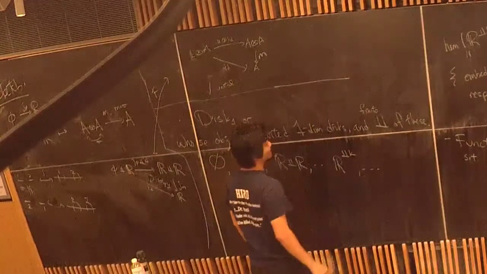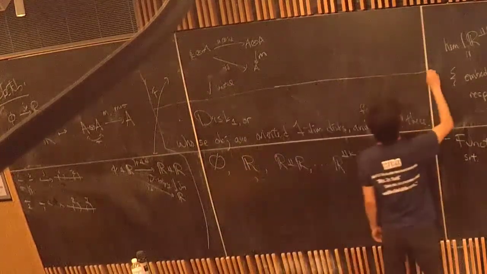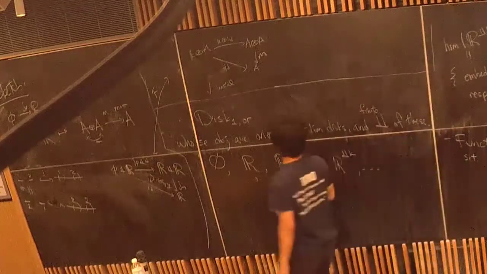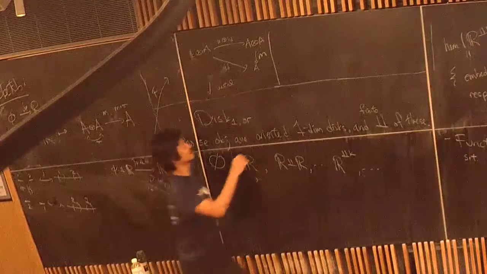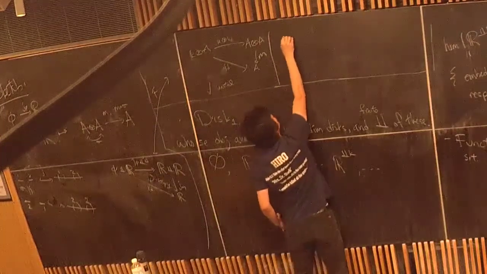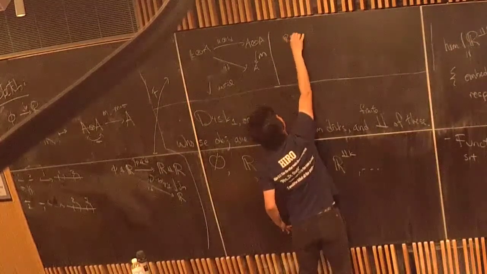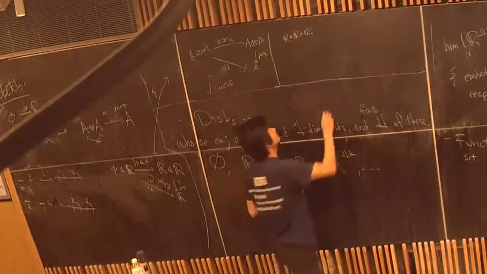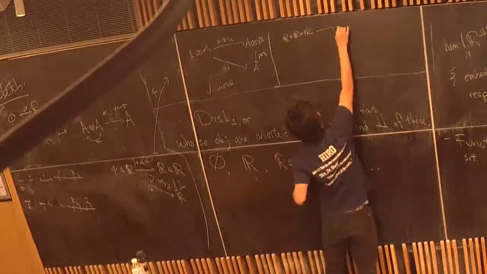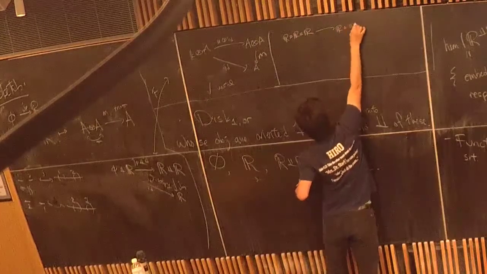And now let me verify associativity. This is already a fun exercise in board work. Okay, I told you you shouldn't thank me so early. All right. So now let's just look at different ways that I can embed three real lines into a single one. This is like yoga.